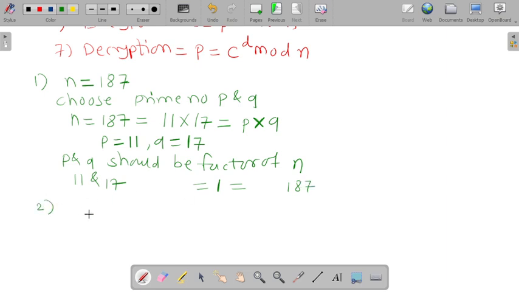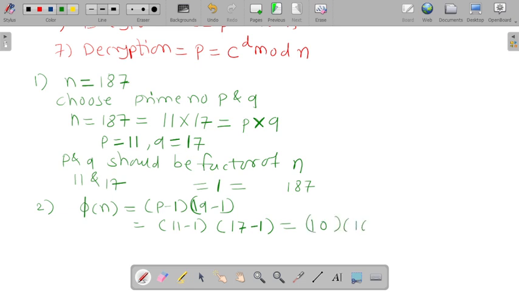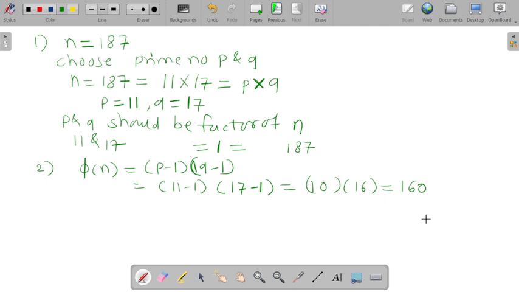Now in the second step, what are we finding? That is the value of phi of N. So phi of N is nothing but (P minus 1) into (Q minus 1). So P minus 1, that we are putting here, value of P is equal to 11 minus 1 into 17 minus 1. And we will get the value, that is 10 into 16 is equal to 160. That is the value of phi of N. So our phi of N is equal to 160.